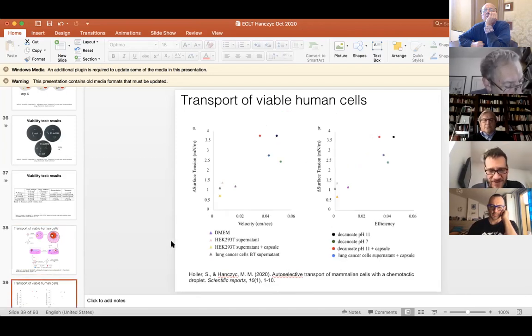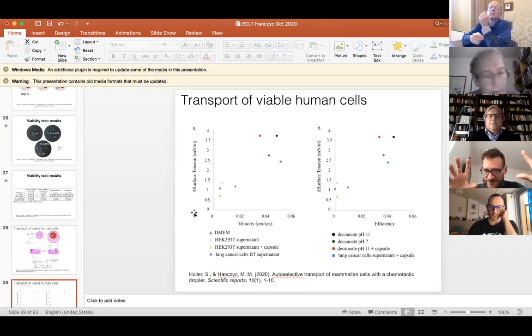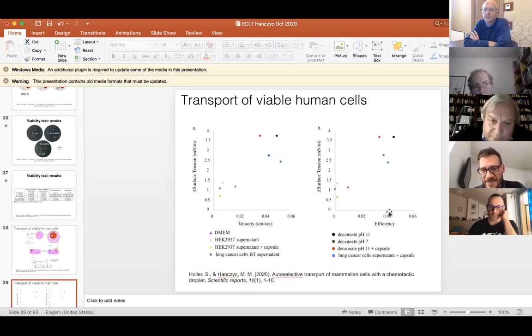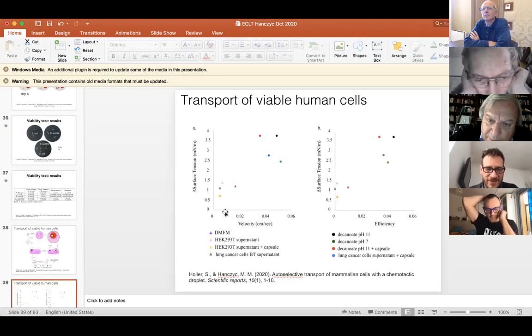And this is just some data from the paper that I think is quite interesting. We have a cluster of points when you look at, for example, what is the velocity of the droplet versus what is the change in surface tension, right? That's that difference in tension, difference in surface pressure I was talking about. Or the efficiency of the chemotaxis, it doesn't matter which. When you look at velocity of the droplet or efficiency of the chemotaxis, you get two clusters of points in both of these.